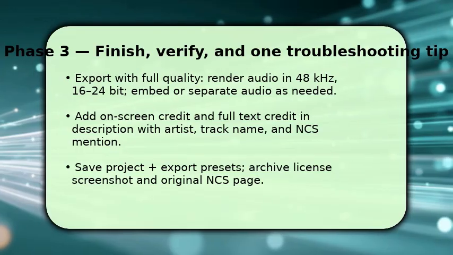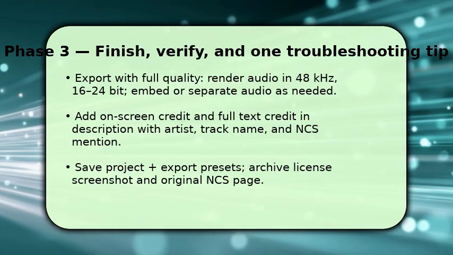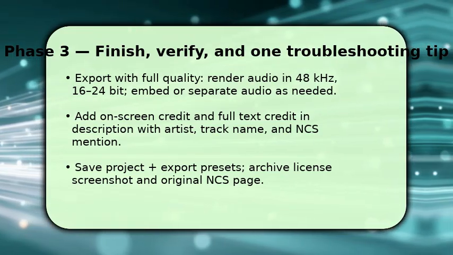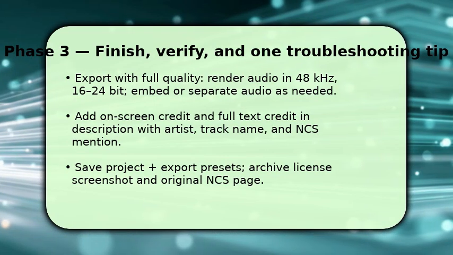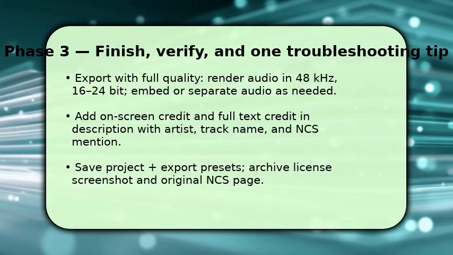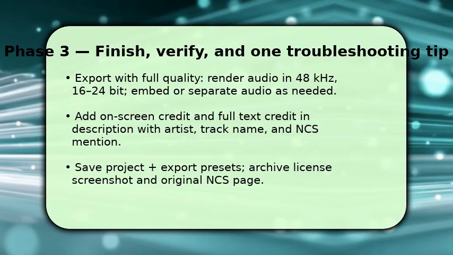You finish by exporting with proper audio settings, 48 kHz and 16 or 24-bit, so the track stays true. Once rendered, place an on-screen credit and include the artist, track name, and no copyright sounds in your description as required. Make sure to save a screenshot of the NCS license page and the export preset for future audits.